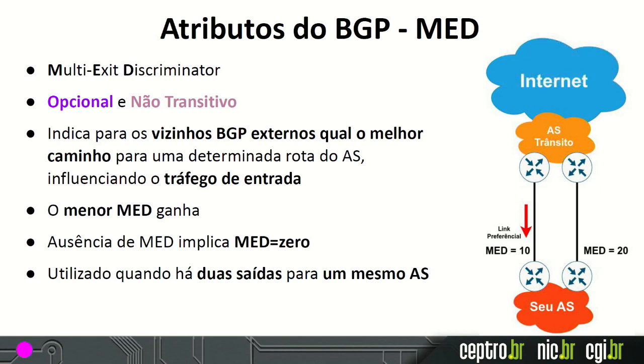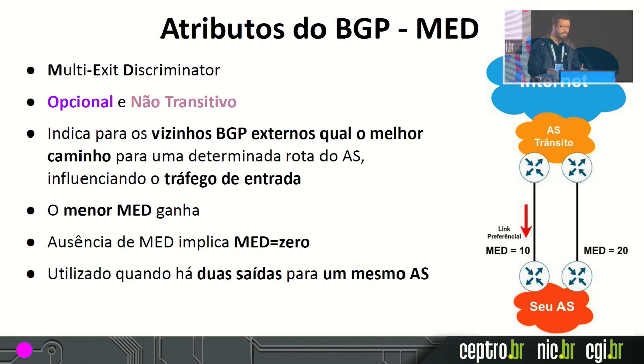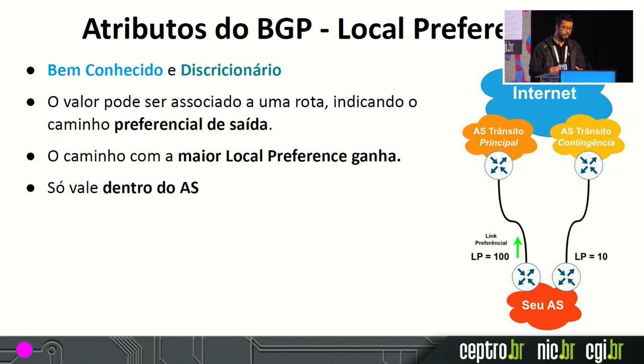Another attribute that is used a lot is necessary when you have 2 outbound links and you wish to choose a main link and a backup link that you wish to manipulate and decide how you're going to use these links. And there, you will prefer one or the other of the links. And so we need to see that that is not working for that case.